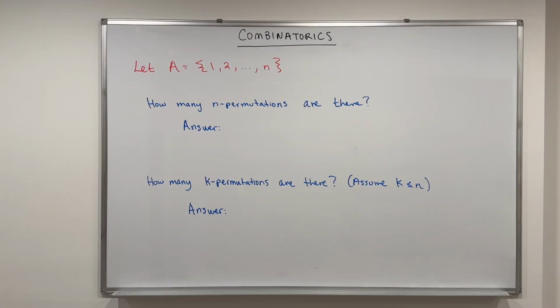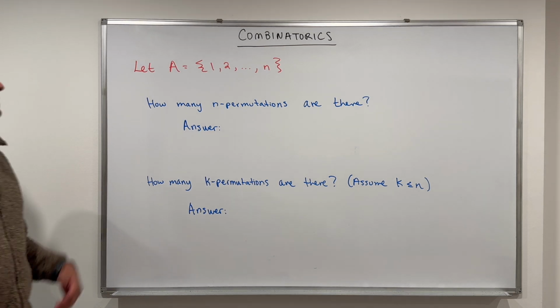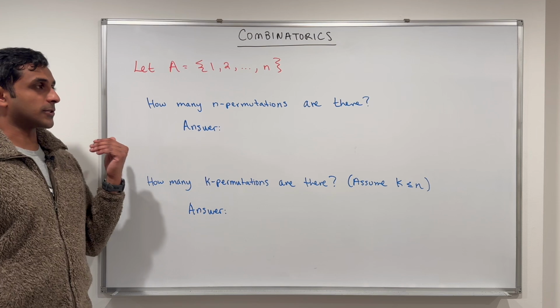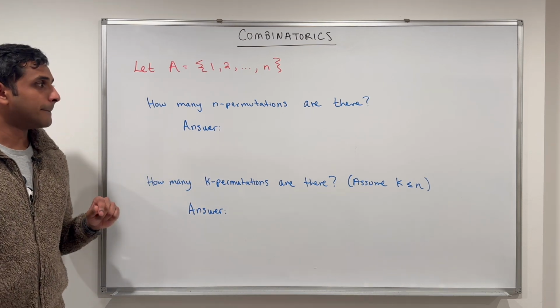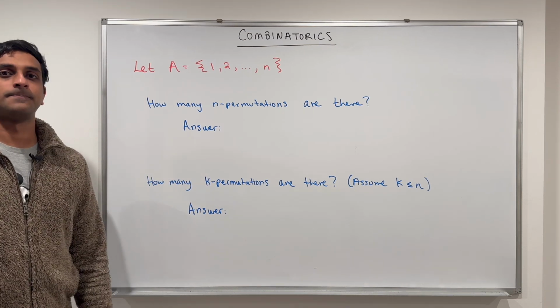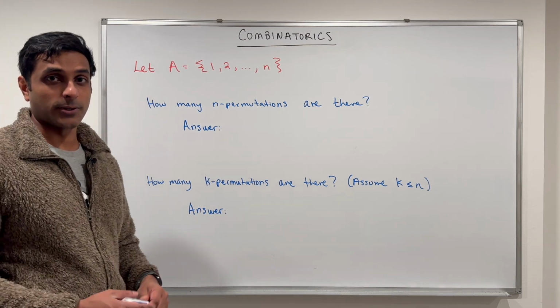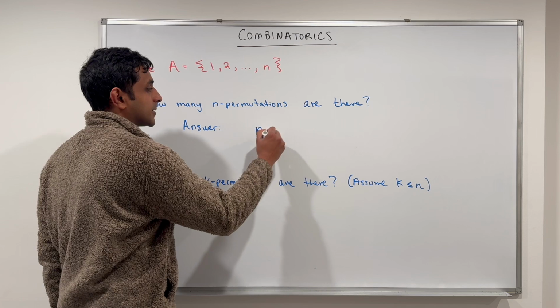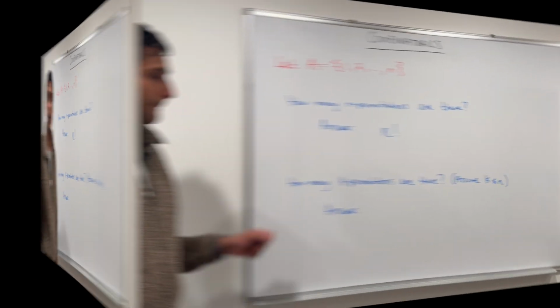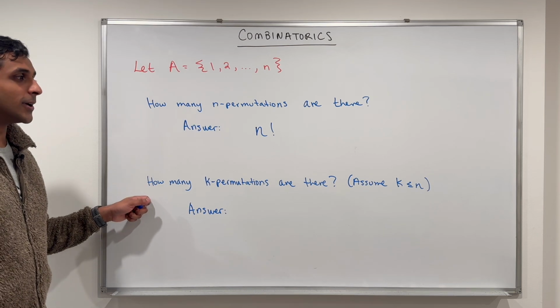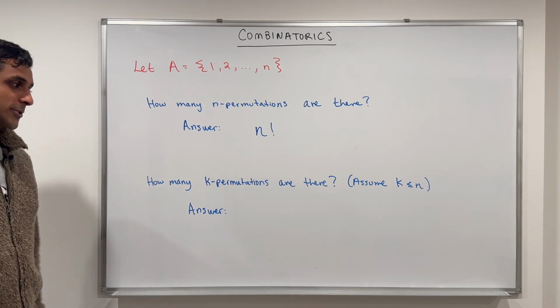Now, all right, here's a more general question. Let's say we have some set A with n elements in it, and let's just say the elements are called 1 through n. How many n permutations are there? Well, using the same logic as getting 10 factorial in the last question, it should be clear that the answer here is n factorial. What about this question? How many k permutations are there, where k can be any number that's less than or equal to n?